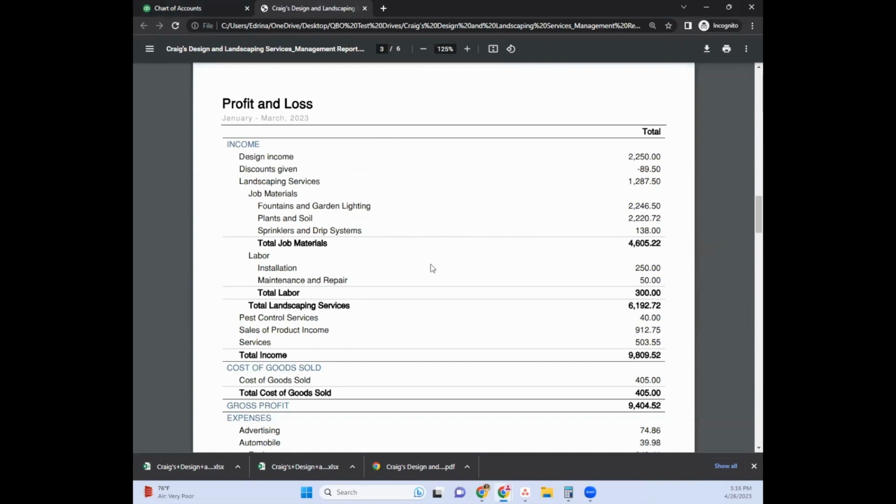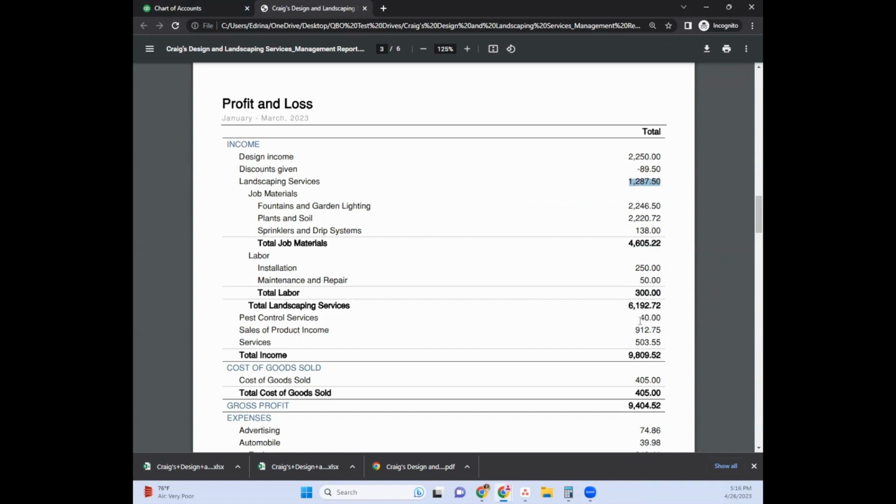Now, if we move down, there's labor, installation, maintenance, and repair for a total of $300. Now it says total landscaping services for $6,192. So this includes this $300, this $4,605, and then this $1,287.50. So it's kind of like a subtotal, if you will.